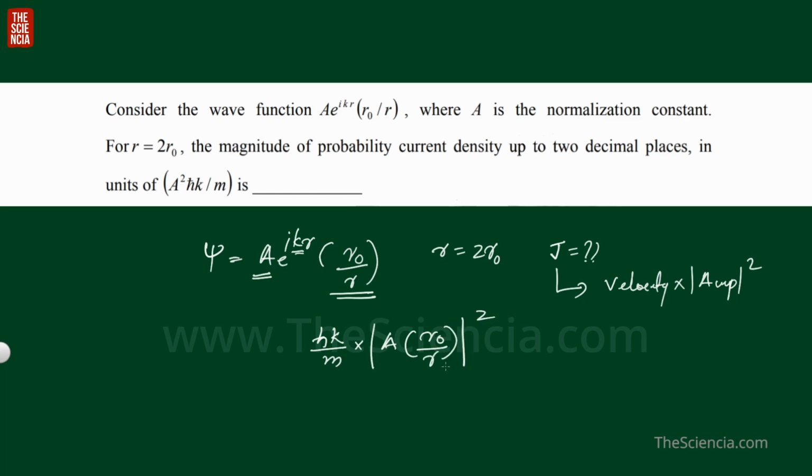And here they told one condition, that is r is equal to 2r0. So we have to substitute for that value also. So what we get? We get j is equal to ħk by m modulus a square into 1 by 4. Right. Here in the question it is asked to find out the probability current density in units of modulus of a square ħk by m. So what is the answer? The answer will be equal to 1 by 4, that is 0.25.